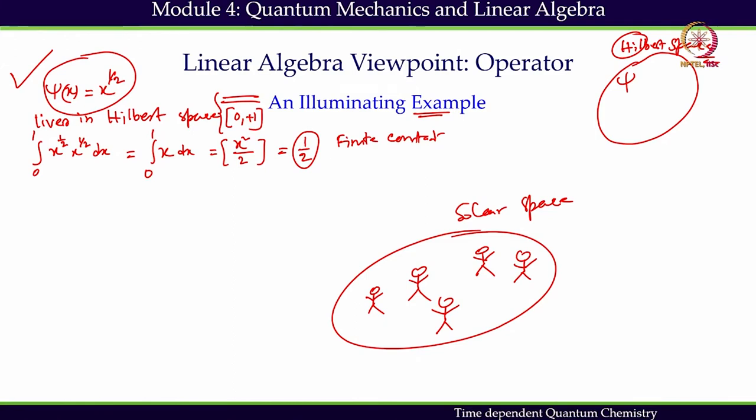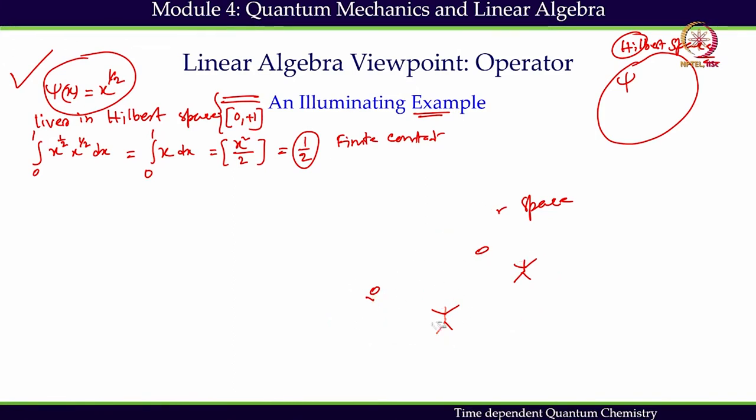So we have already seen that within this limit, the wave function x to the power half is living in Hilbert space, so it will be useful in quantum mechanics. Very nice. Now in quantum mechanics, we know that some operator will be acting on it. Let us assume that my operator is d/dx, a very simple derivative operator, which will act on this x to the power half. What will happen? Immediately I will get x to the power minus half.